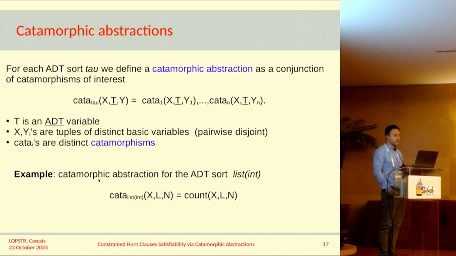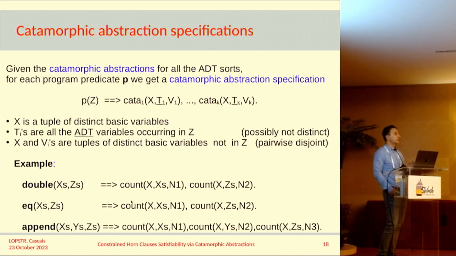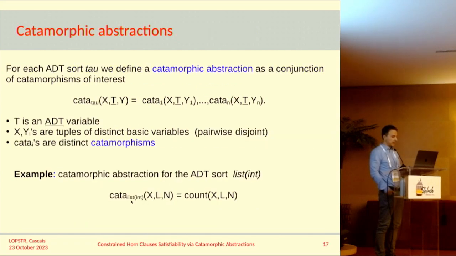So, for instance, for the list of integers, going back to the example, we can introduce the catamorphic abstraction that says that we are interested in counting the number of occurrences of elements in a list. And so the kata is just this one, count x ln.